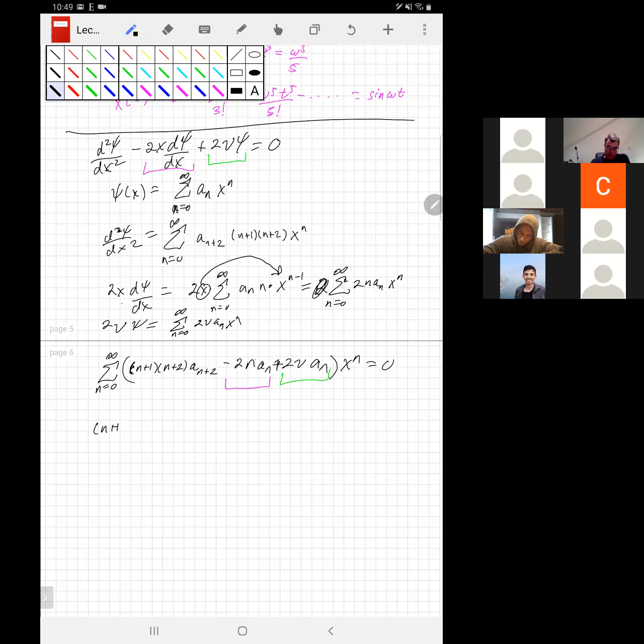So we've got (n plus 1)(n plus 2) a sub n plus 2 equals 2 times (n minus ν) a sub n, or a sub n plus 2 is equal to 2 times (n minus ν) a sub n over (n plus 1) times (n plus 2). Any questions on how I got this?